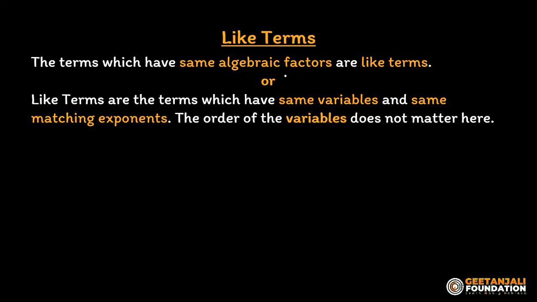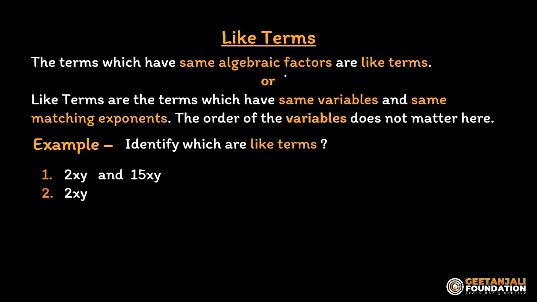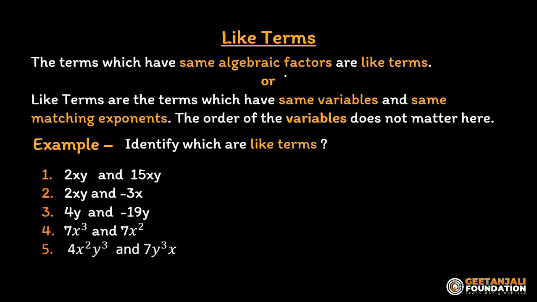Here it is important that not only the same variable, their exponent should also be equal. For example, in this we have to identify which are like terms. So 2xy and 15xy, 2xy minus 3x, 4y minus 19y, and 5 examples are given. We start with the first example.